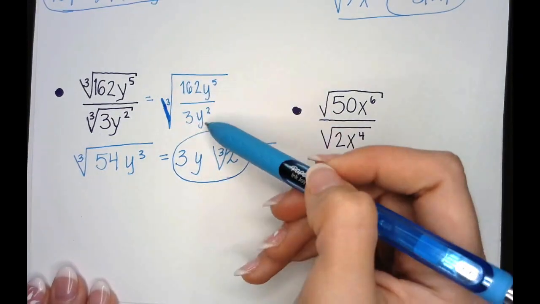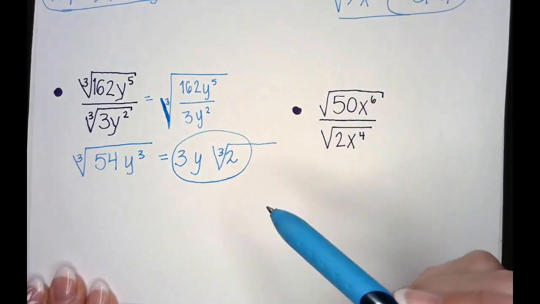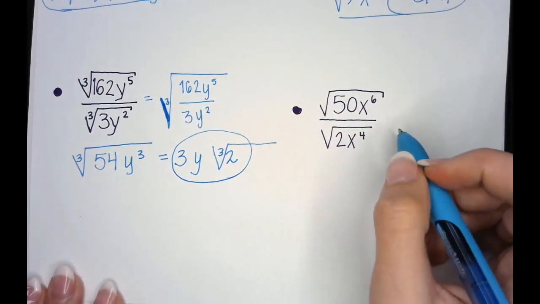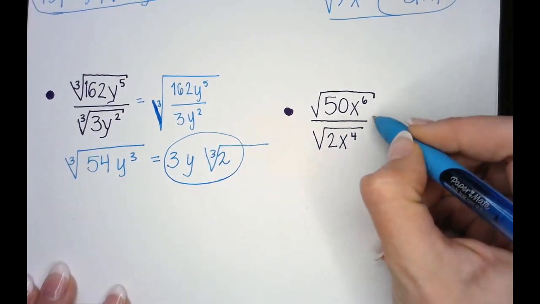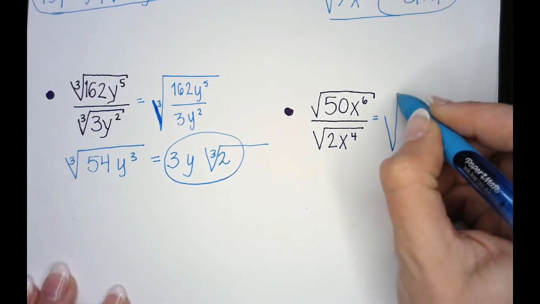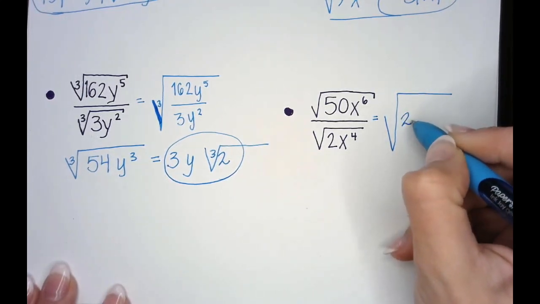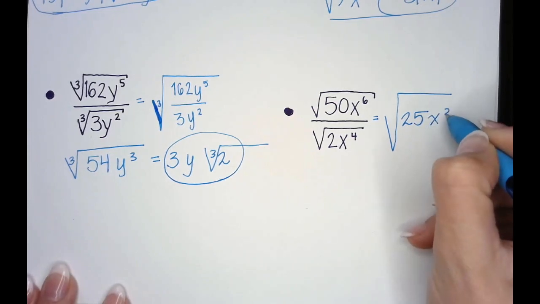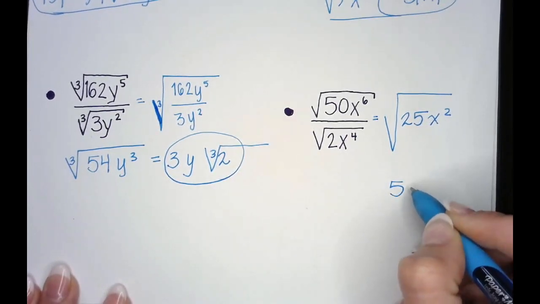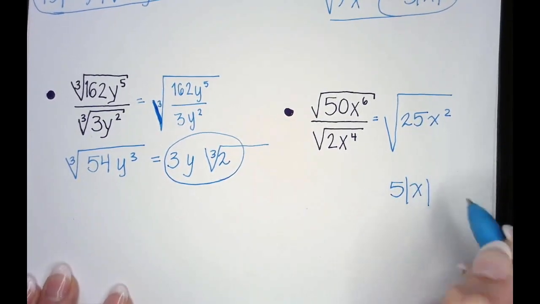Now it's important to keep in mind that you're not allowed to have a radical in your denominator, so we may end up having to rationalize a denominator every now and then. Here I have 2 square roots, so I can make it one big square root. I will have a 25 when I deal with that, and I will have an x squared, and the square root of 25x squared is 5x with an absolute value.